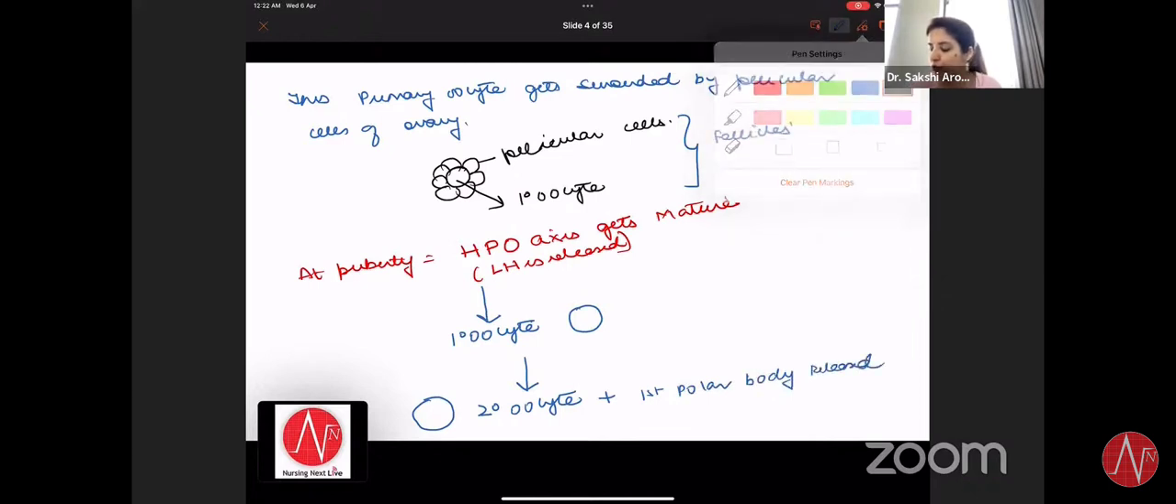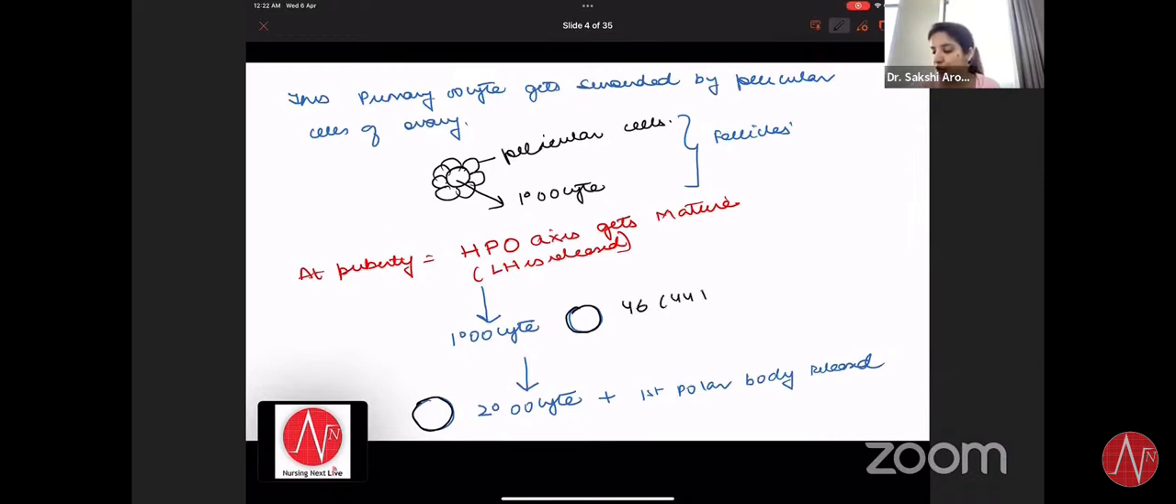Right? So first polar body will be released. Now, after meiosis 1, the chromosome number becomes half. Right? So primary oocyte, which was 46, that is 44 plus XX, will form secondary oocyte, which will be 23 chromosome number, and first polar body, chromosome number 23. Both of them 22 plus X, 22 plus X.